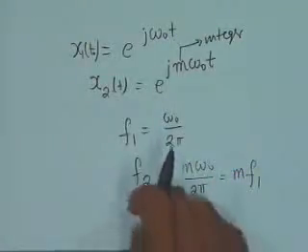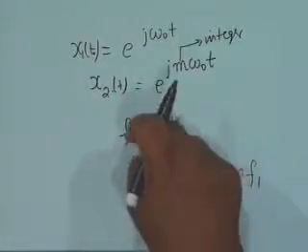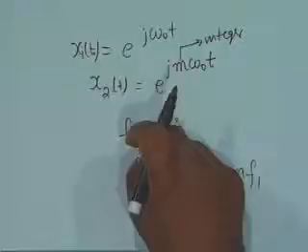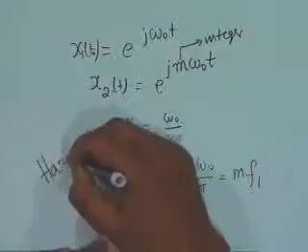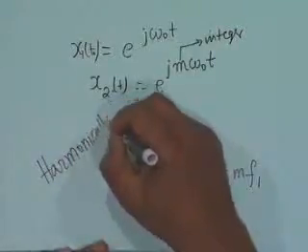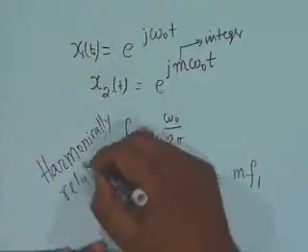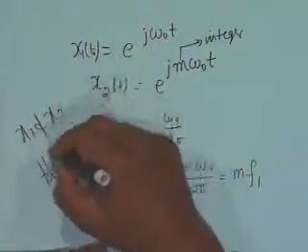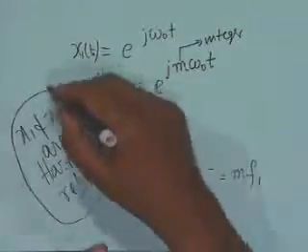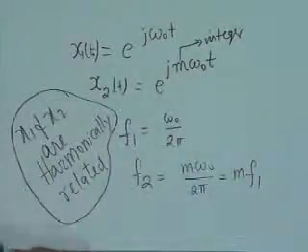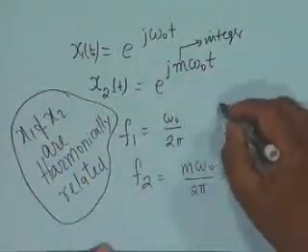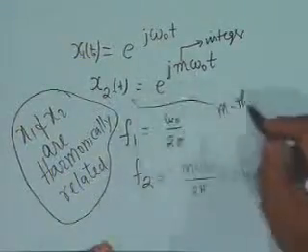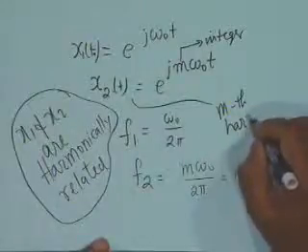That is, the frequency of the second signal is related to the frequency of the first signal by an integer multiplication. Such signals are called harmonically related. x1 and x2 are harmonically related, and x2 is said to be the mth harmonic of x1.